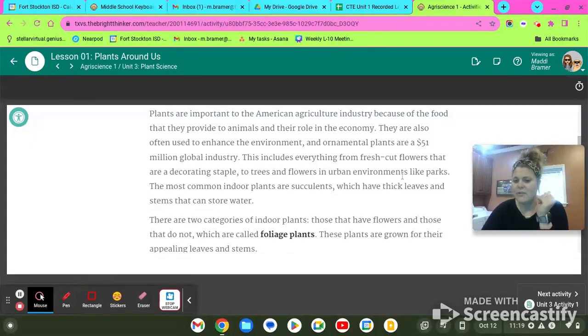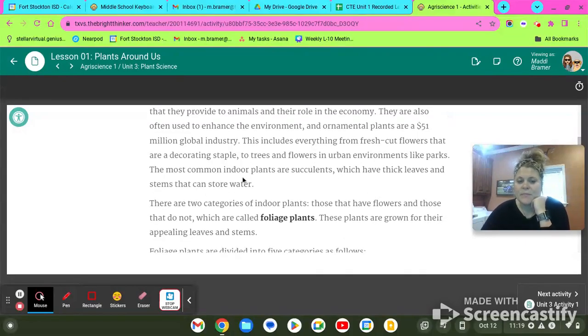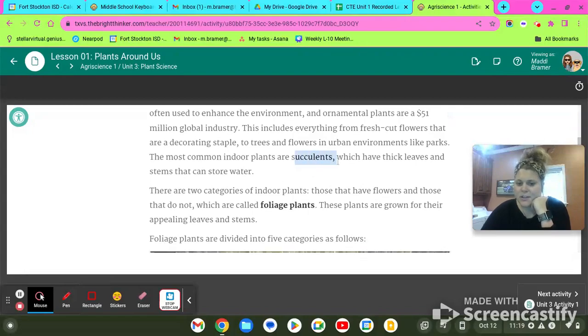To trees and flowers in urban environments like parks. You may notice, even when they build highways, they're always planting trees or something in the middle of it to make it look nice. That's all ornamental plants. Parks, anything that's going to make them look nice. Indoor plants and outdoor. Succulents are really popular. Those are the little plants that don't take much water. They're really hardy. That's why they're so popular. They're pretty hard to kill, and most people like that.